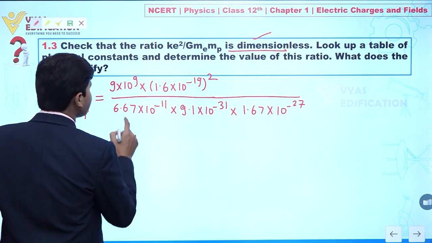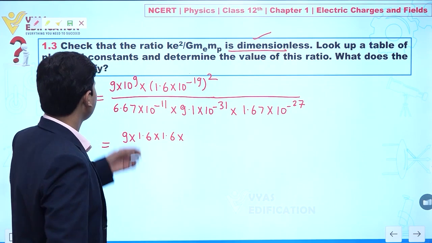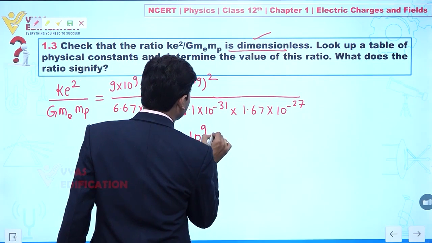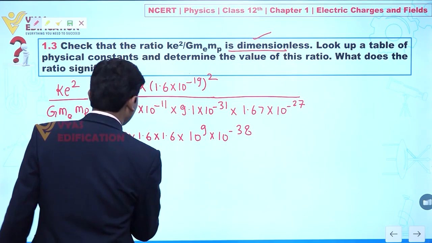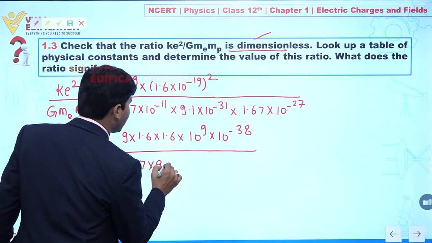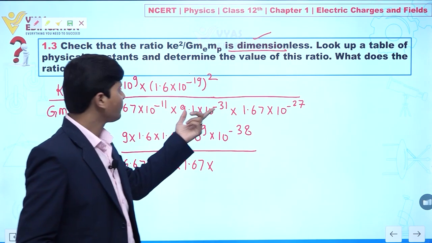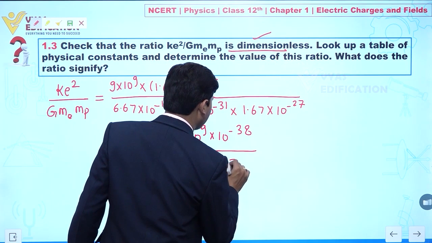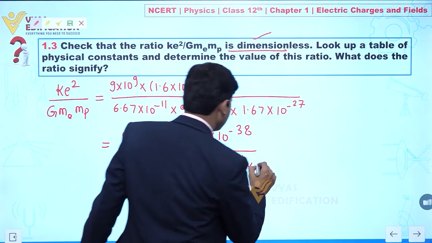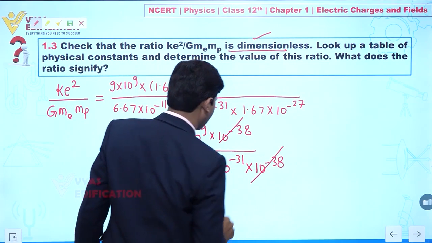Listen carefully. First write all the values like this: 9 into 1.6 into 1.6. Clear? Here we have 10 to the power 9, and 10 to the power minus 38. Now also write here 6.67 into 9.1 into 1.67, with 10 to the power minus 11, 10 to the power minus 31 and minus 27, so this is 10 to the power minus 38. Yes or no? Now you can say this one and this one cancel out.